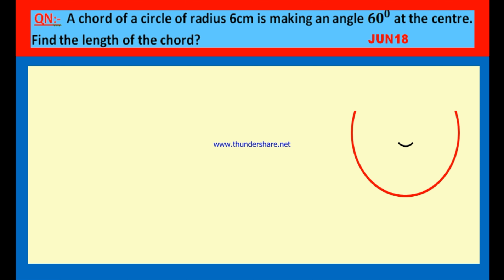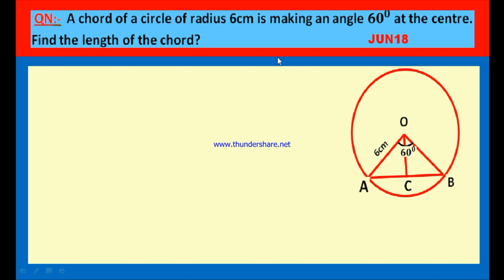Here is a circle. Now the radius of the circle is given 6 centimeters and O is the center. Now this is the chord. AB is the chord. Look at the chord. AB is chord, and this chord makes 60 degrees at the center of the circle. Therefore angle AOB is equal to 60 degrees. And as you know that the radius is 6 centimeters, OA is equal to 6 centimeters and OB is also 6 centimeters.